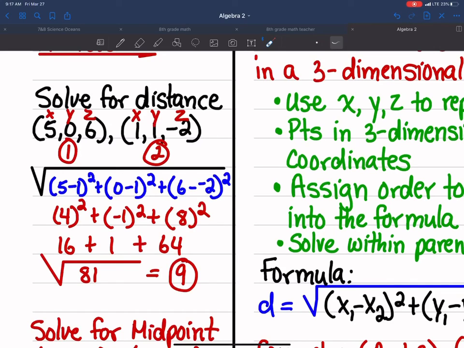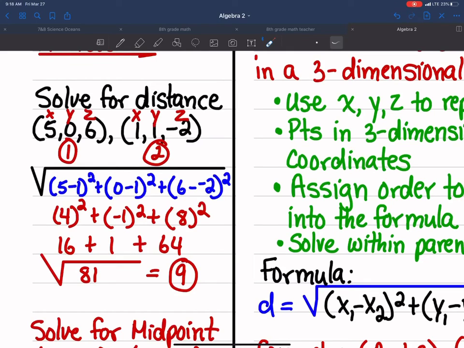I have them in their place. Now I'm going to solve within the parentheses. 5 minus 1 is 4. 0 minus 1 is -1. And then 6 minus a -2. So remember, keep, change. So that's why we have 8. I'm going to change that and change that. These two become positives. Good.